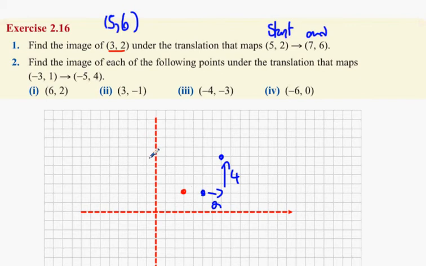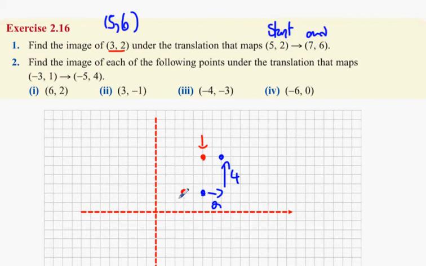The image is where you're sending it to. You're meant to send it across 2, up 4. And that's the image. And that's the point we predicted, wasn't it? 5 across and 6 up. It told me that the start and end point, it told me what to do. It told me to move it the same way. Move it 2 across, 4 up.